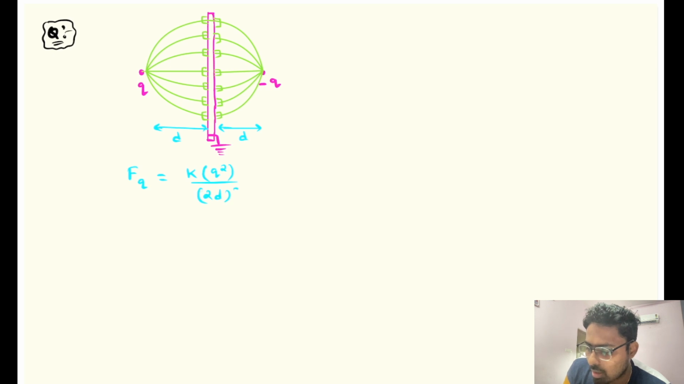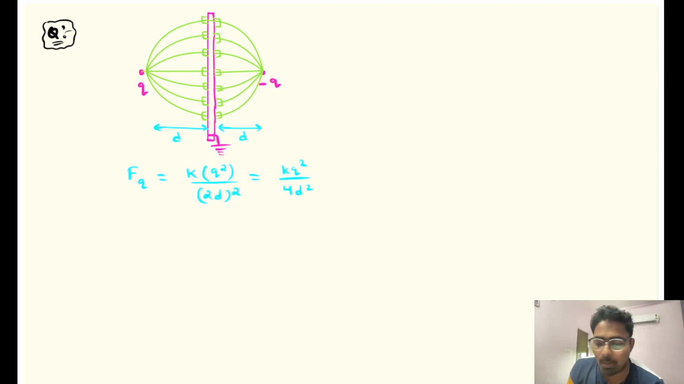Kq square by what? 2d whole square. So which is nothing but kq square by 4d square. Kq square by 4d square. So this is the force acting on this q charge due to this minus q charge.